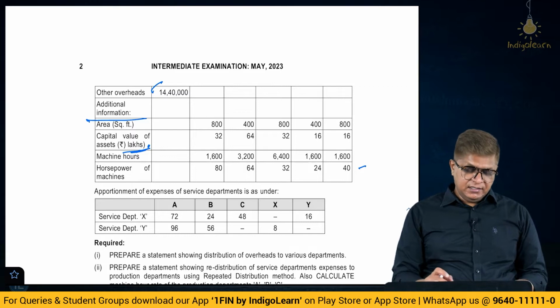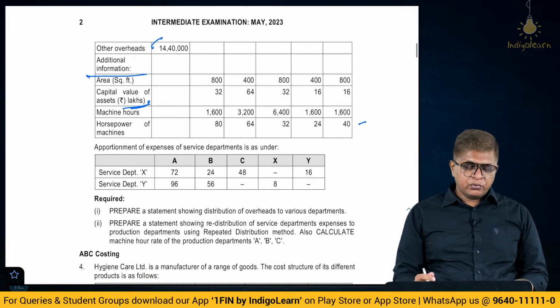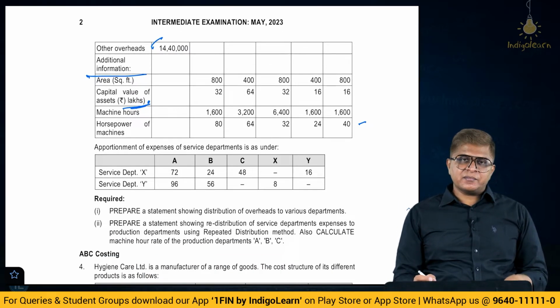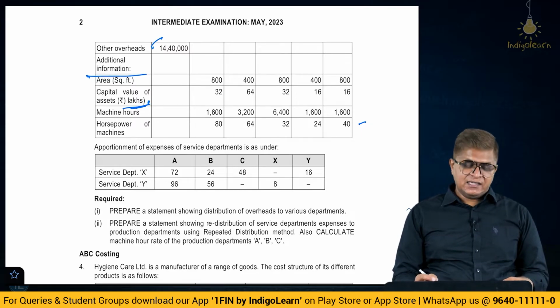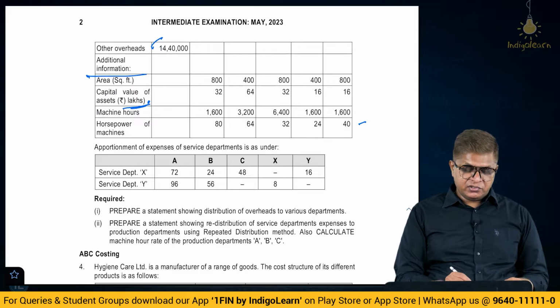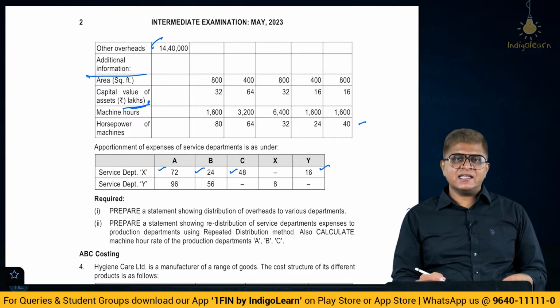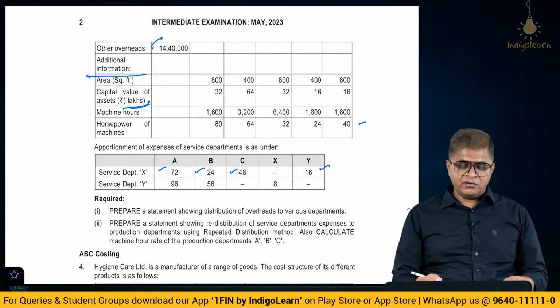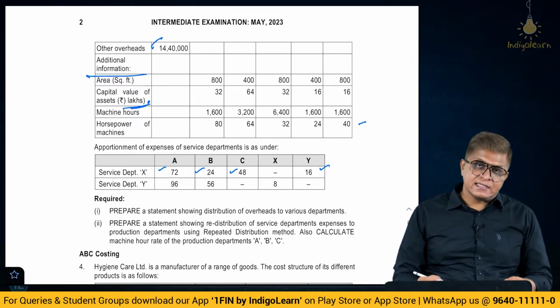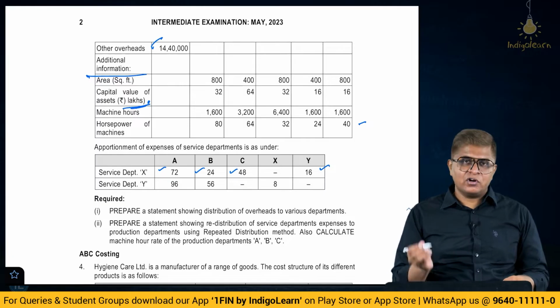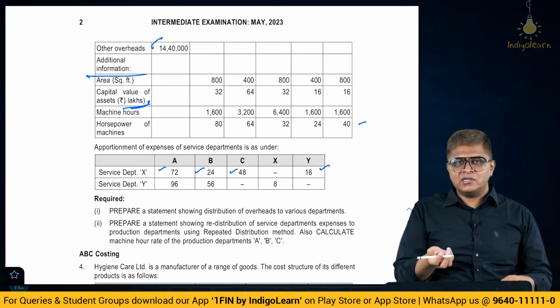Next, they are saying apportionment of expenses of service department is as under. So service department X, 72% has to be apportioned to department A, 24% to B, 48% to C and 16% to Y. So I will not call it as percentage, rather I will say the proportion. So it should be 72 is to 24 is to 48 is to 16. So I correct myself, not percentage. Percentage total should always come down to 100.